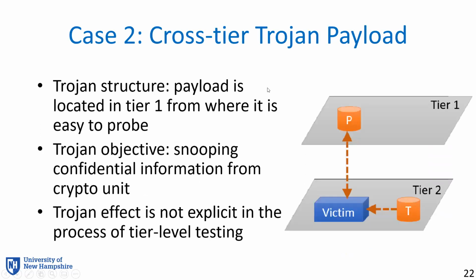In the second case, for the cross-tier Trojan payload, compared to the first case, we swapped the payload and the trigger. That represents different attack scenarios. In this case, the model could describe a covert channel implemented by a cross-tier Trojan. When the trigger condition is satisfied, the confidential information can leak through another tier, not the same tier. This is different from 2D, because in 2D the leaking usually happens on the same tier.